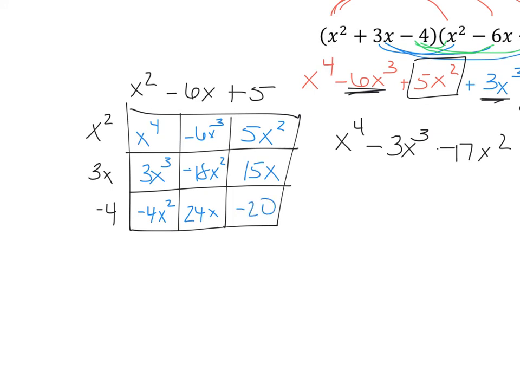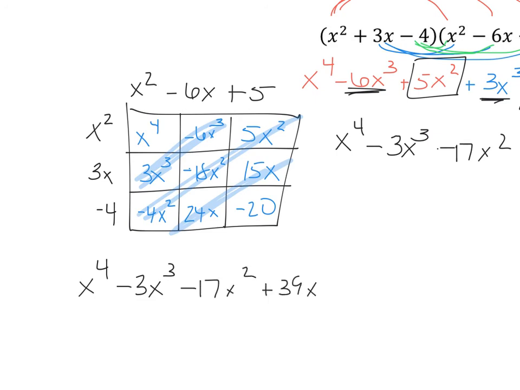So then I'm going to combine my like terms, and again, you should see that these are like. Okay, so x to the fourth is not like with anything, so I'm going to write that on the side. Okay, so I have x to the fourth on the outside. Minus 6x cubed and 3x cubed gets you a minus 3x cubed. Minus 18x squared, minus 4 and positive 5x squared gets you that negative 17x squared. And then you get that positive 39x and a minus 20.